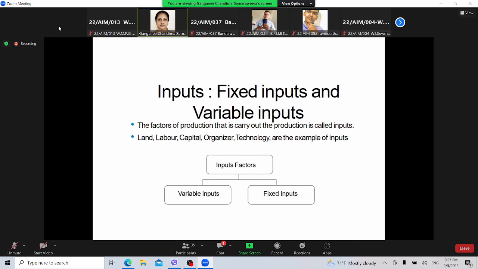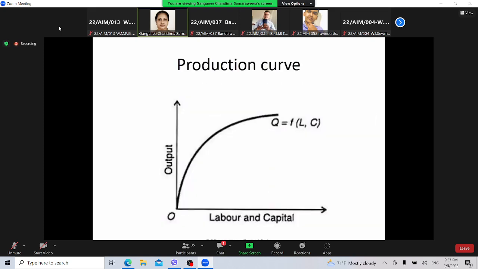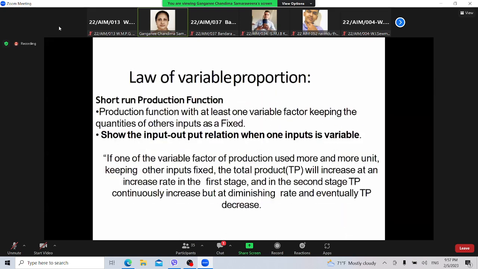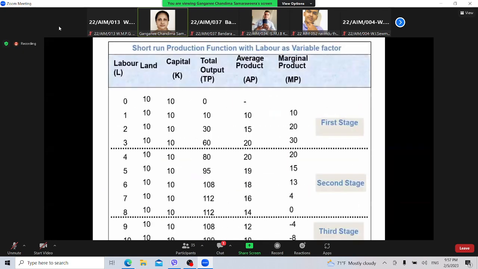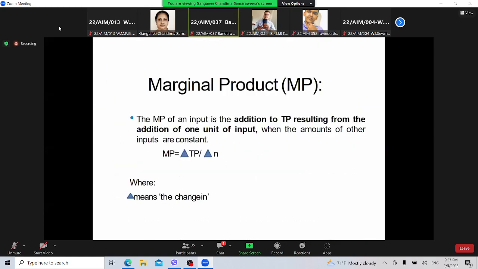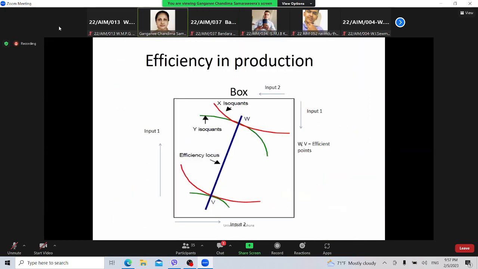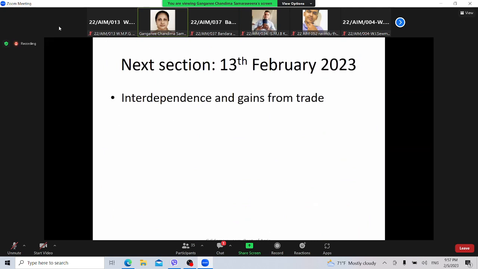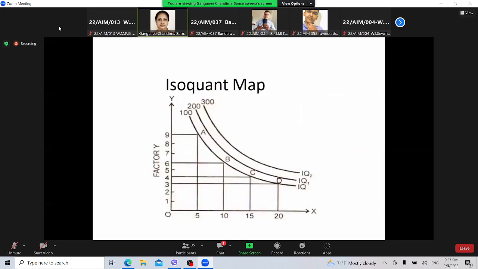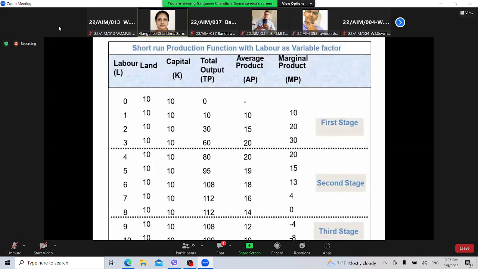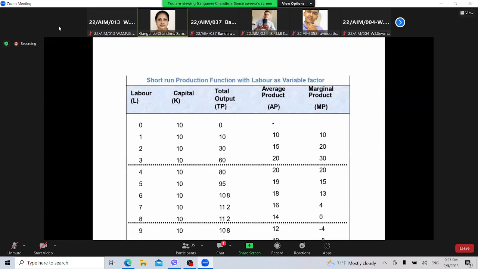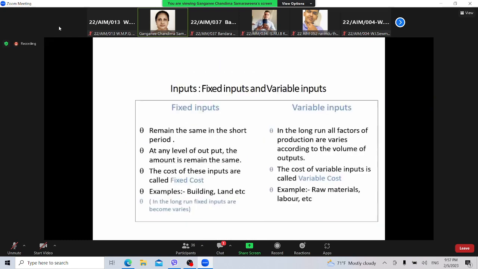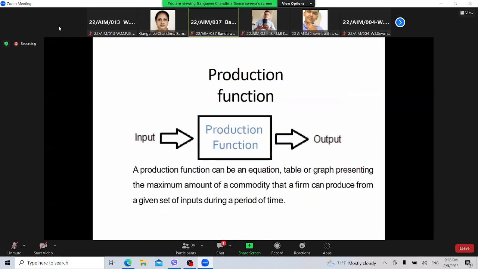So, the fixed inputs and variable inputs are there. Some calculations are there. Shall we continue next week? Because next week I plan to teach you interdependence and gains from trade. We'll continue this using 10 or 15 minutes because some calculations are there. If you practice this calculation, I'm giving some calculations, then you have to do some calculations also. Shall we continue next week? If so, from this production function, I'll continue.